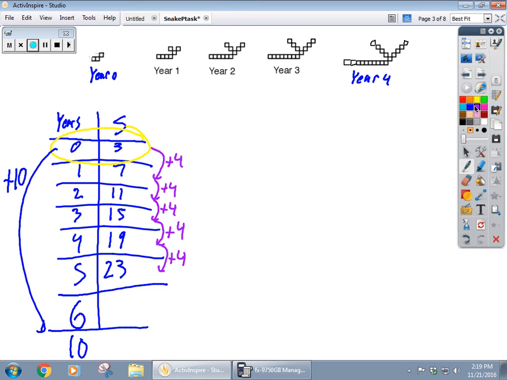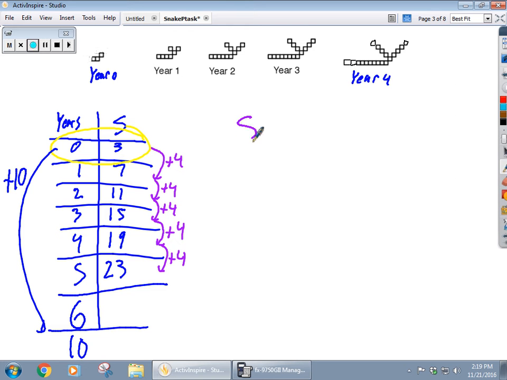So using that same reasoning, if we want to write an equation for this, we'll call it S of X, for slithers. Similarly, the equation would be the same thing, except instead of having 10 years, we have some unknown amount of years. So we're just asking ourselves, how many times are we going to add 4? Well, we're going to add 4 x times, whatever that year is.